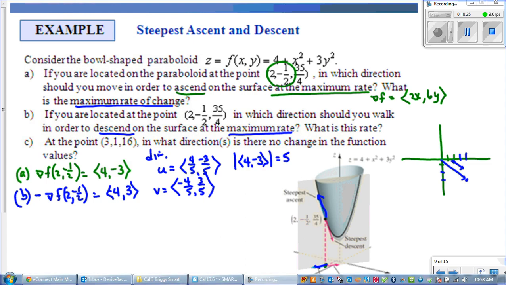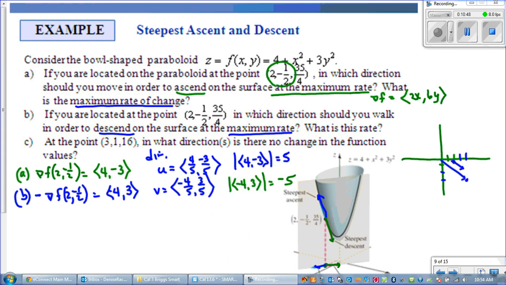So now that would be moving in this direction, which would correspond to going down the curve, down that paraboloid, and at the rate of -5. So it's going to be just the opposite, the negative of the rate that you're going up. You're just changing the direction.